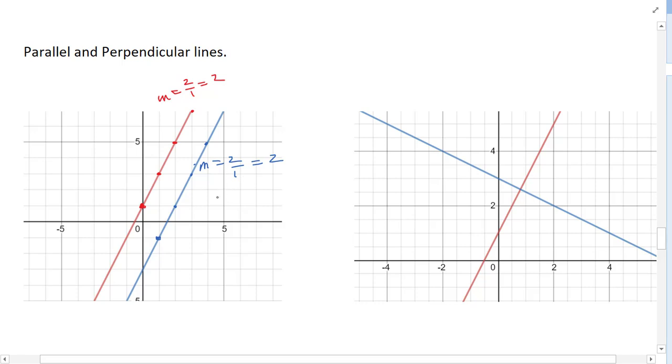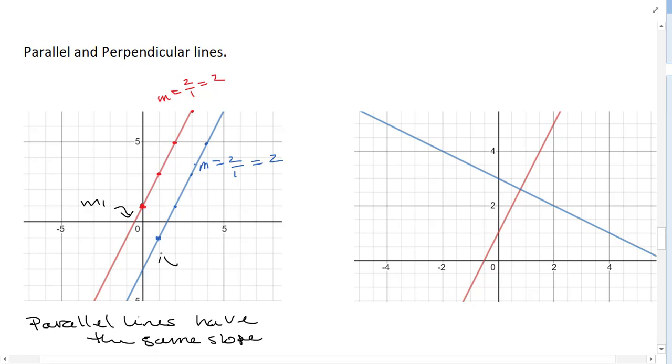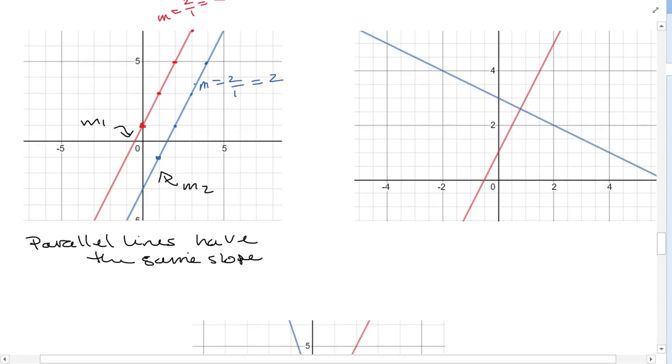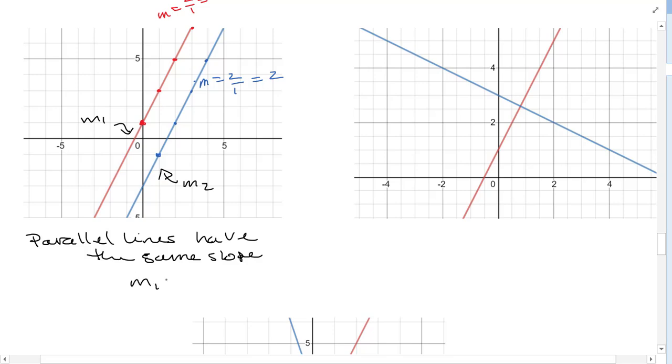So the slope, remember, is the rate at which the line is changing, increasing or decreasing. So the slopes are the same. They change at the exact same rate, which is why they never meet. So one of the things that we can say about parallel lines is that parallel lines have the same slope. If the slope of this line is m1 and the slope of this line is m2, even if we didn't know the slopes, what I can say is m1 equals m2.